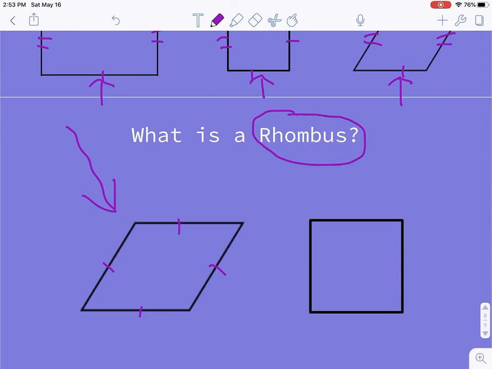But since a rhombus is a shape with 4 equal sides, then a square is technically a rhombus too, because a square has 4 equal sides. But I would still say that this is what I would find if I was looking for a rhombus. But a square can be that as well.